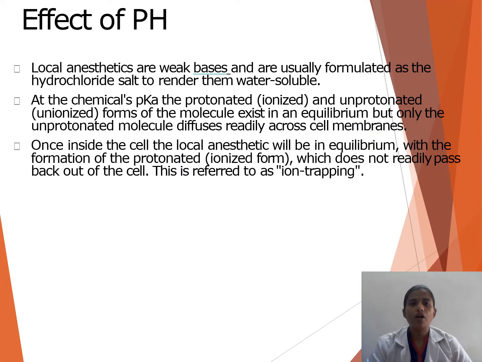Effect of pH. Local anesthetics are weak bases and are usually formulated as the hydrochloride salt to render them water soluble. At chemical titration, the protonated and unprotonated forms of the molecule exist in equilibrium, but only the unprotonated molecule diffuses through the cell membranes. Once inside the cell, the local anesthetic will be in equilibrium with the formation of the protonated form, which does not readily pass back out of the cell. This is referred to as ion trapping.